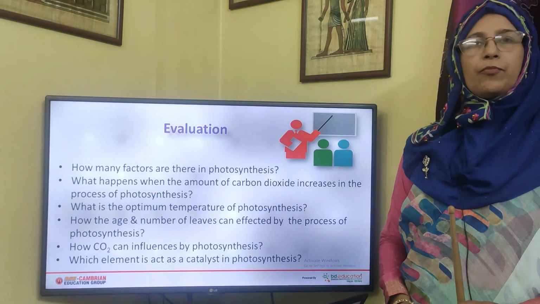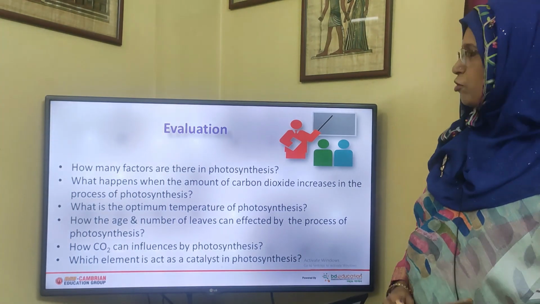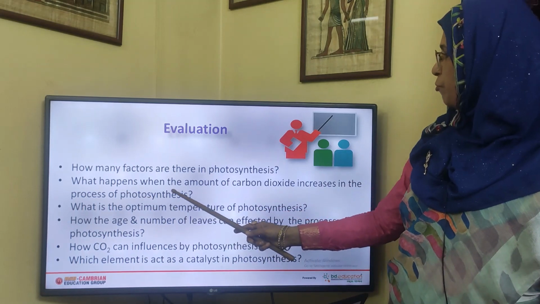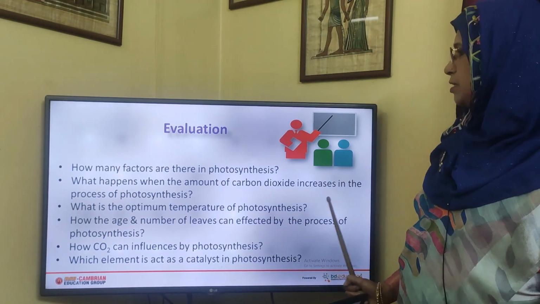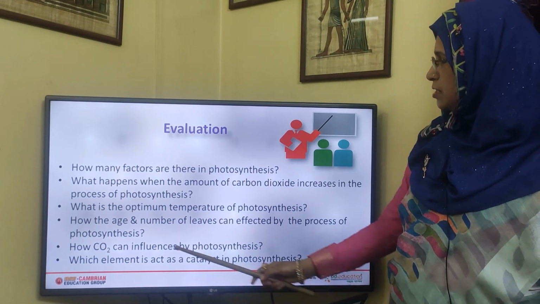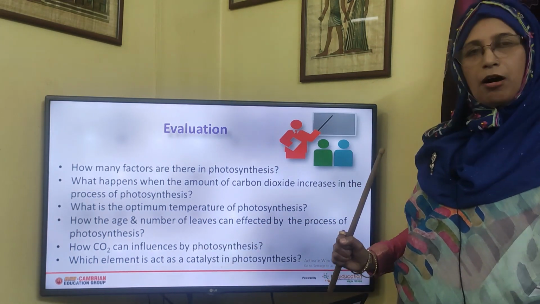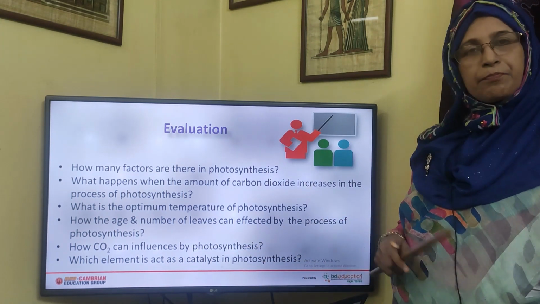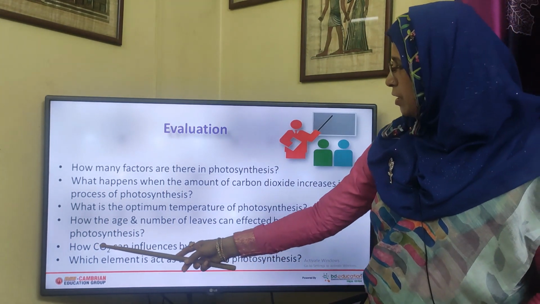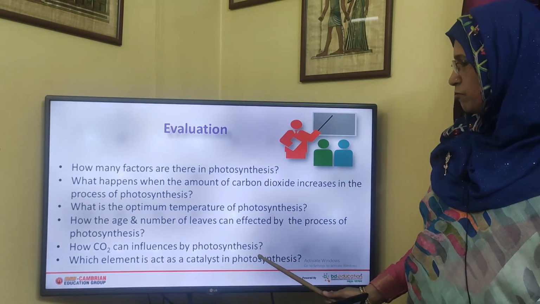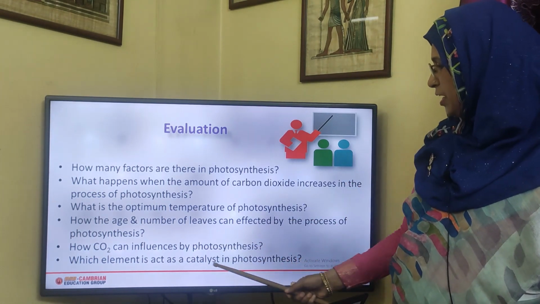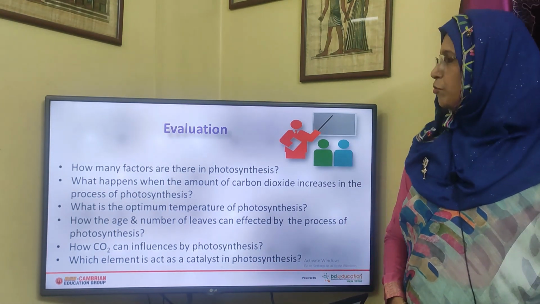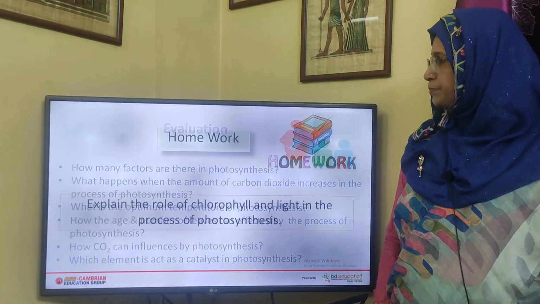Now the evaluation: how many questions have you learned from today's topics? How many factors are there in photosynthesis? What happens when the amount of carbon dioxide is increased in the process of photosynthesis? What is the optimum temperature of photosynthesis? How are the age and number of leaves affecting the process of photosynthesis? How can carbon dioxide influence photosynthesis, and which elements act as a catalyst in photosynthesis? So you have to prepare these questions.